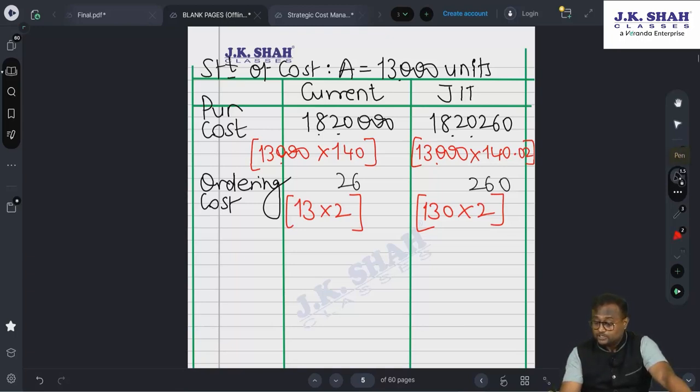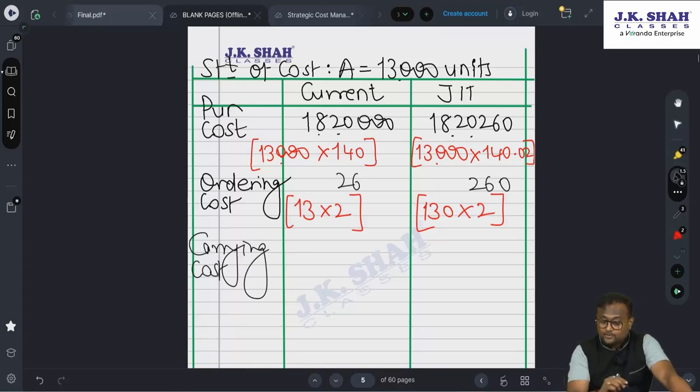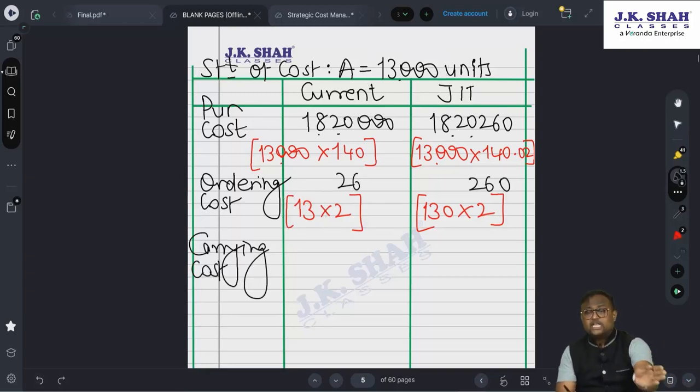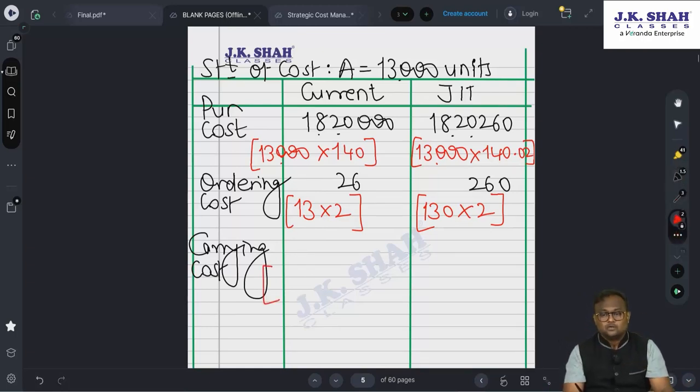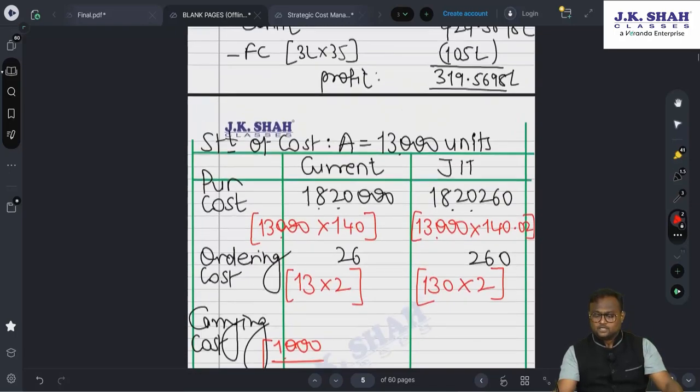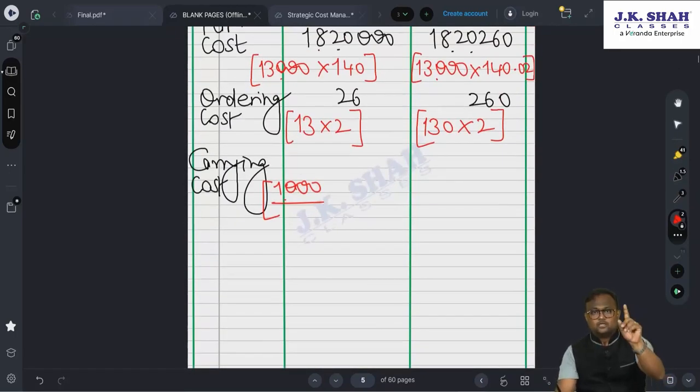But yes, the advantage here is that carrying cost will be too high in the current policy. Now, see, there will be 13 orders placed for 13,000 units. That means quantity per order is 1,000. When we receive 1,000 units, I am not going to hold 1,000 units every day. There will be consumption. There is no one particular quantity which will be held throughout the year.